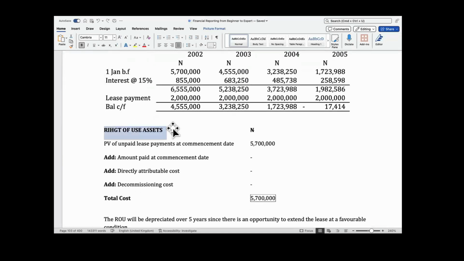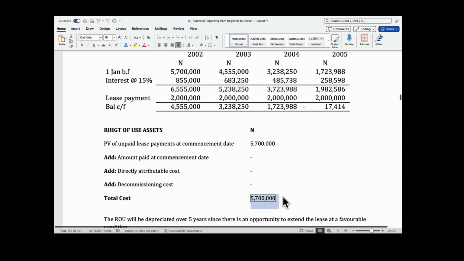Then you go to the right of use assets. The right of use asset would also be measured the same way as you measure the liability at the beginning, which is the PV of the unpaid lease rentals. That gives us 5.7 million. We don't have any amount paid at the commencement date, so that's zero. We don't have any direct attributable cost. We don't have any decommissioning, so all of those are zero. So the cost of this right of use asset is 5.7 million.